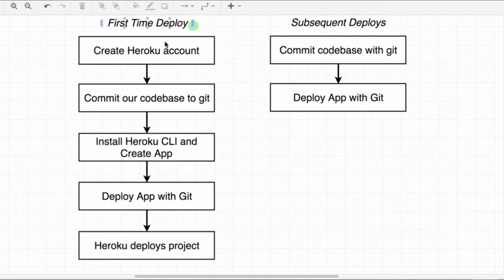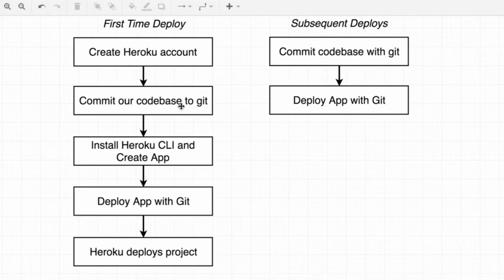So step one is to create a Heroku account. Easy enough, let's get to it now. Inside, the next step is to commit our code base to Git. By default, Heroku uses a Git-based deployment workflow. All we have to do is commit our code base to Git.